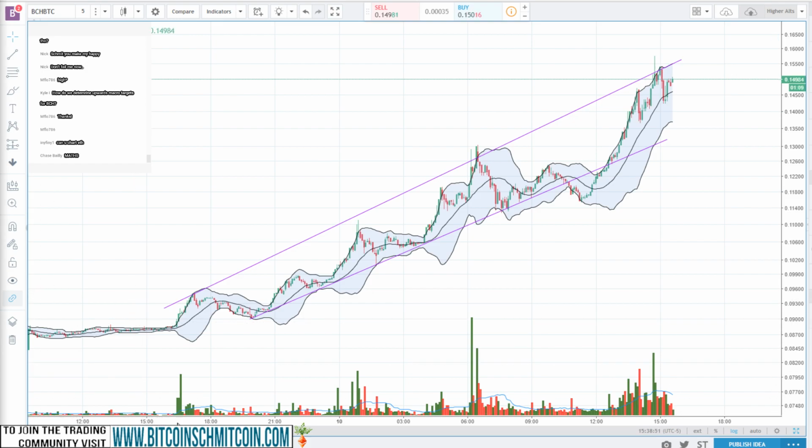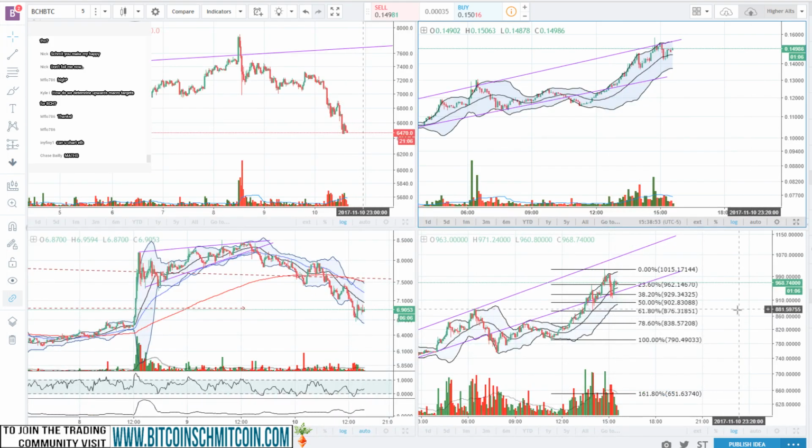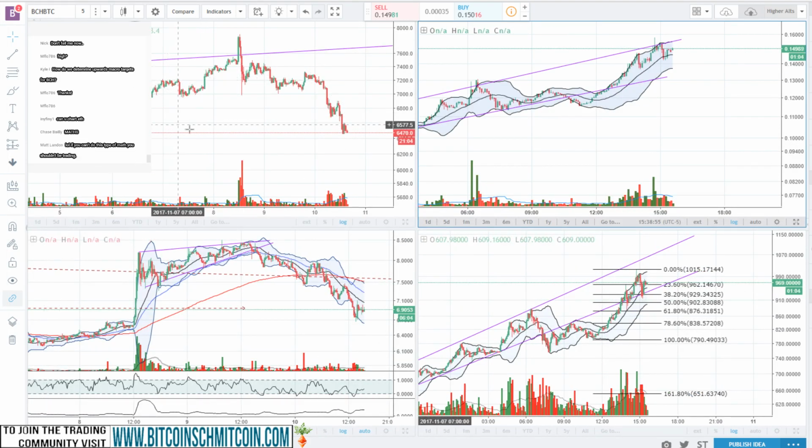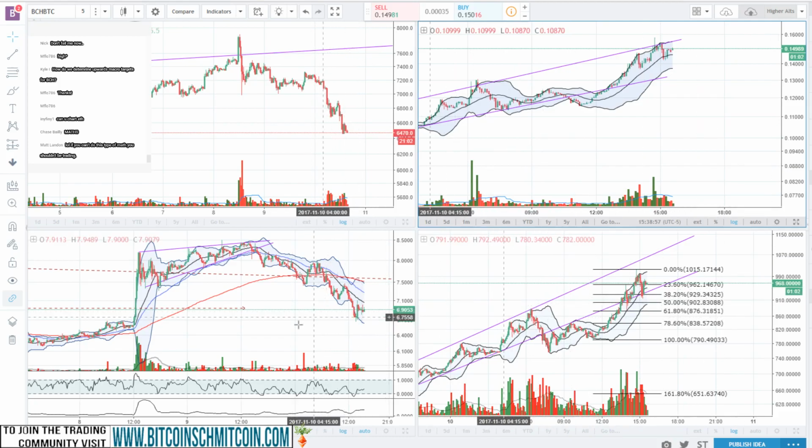This comes just in time because every other coin is entering a bearish phase, right? Almost every single coin is going down.